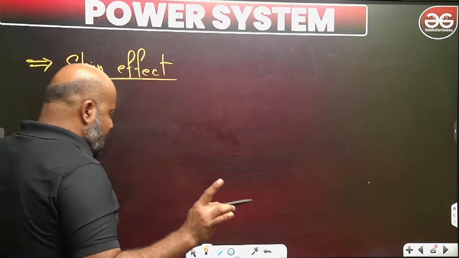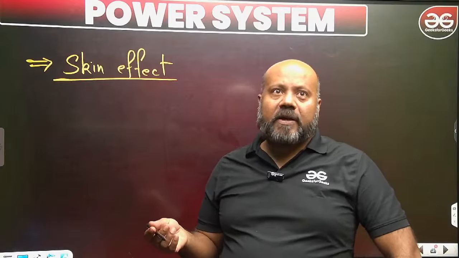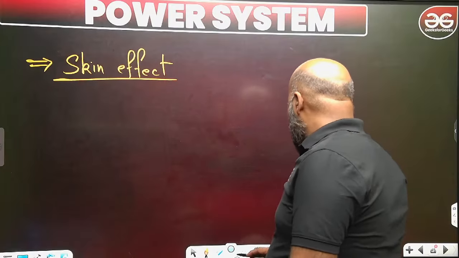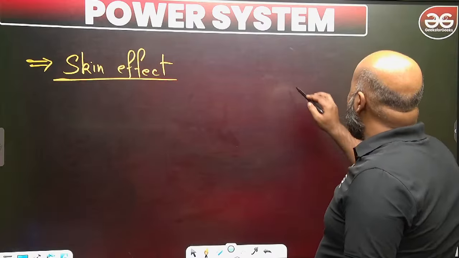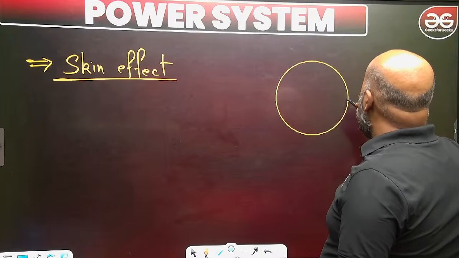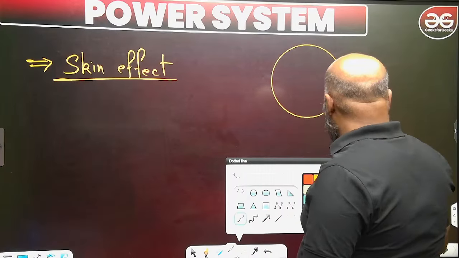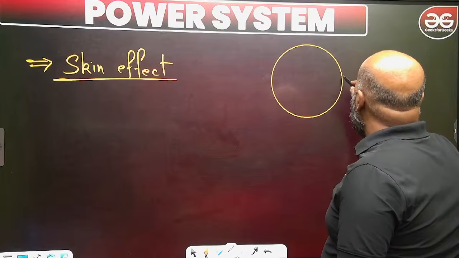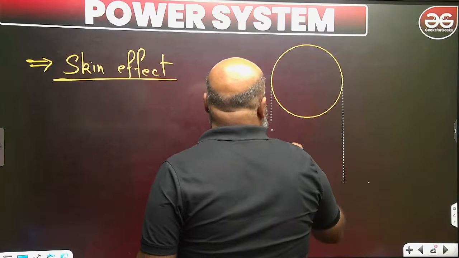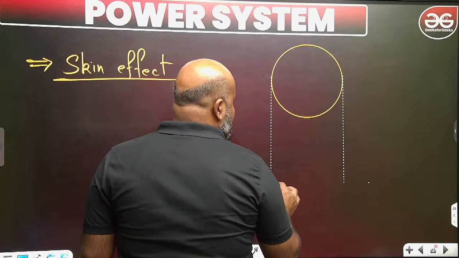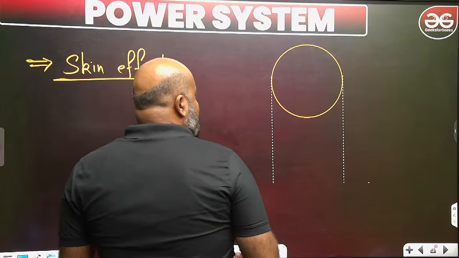I hope everybody is comfortable with the skin effect. Say yes or no. If you are comfortable, then my task is going to be easy. Otherwise, it will take some time. So suppose you are having a conductor like this. And if anyone goes from the surface of the conductor towards the inside or the core, what are they going to get?